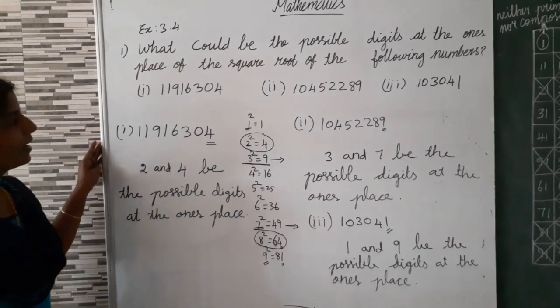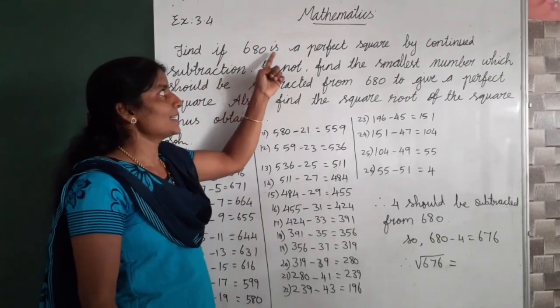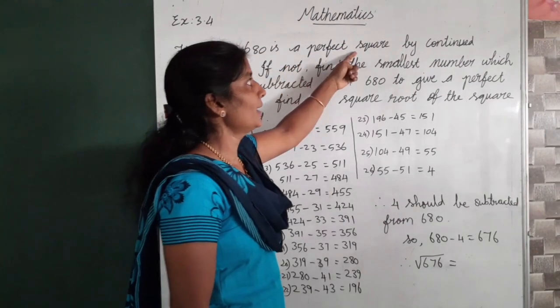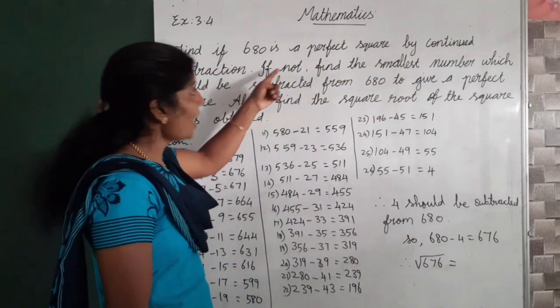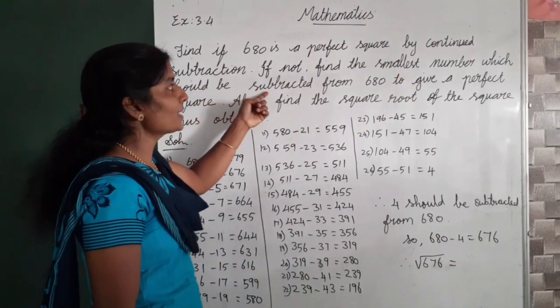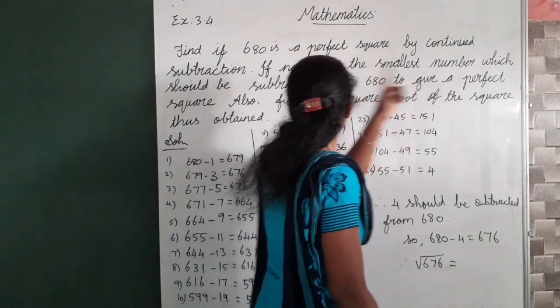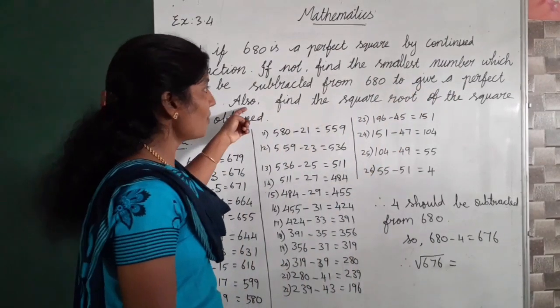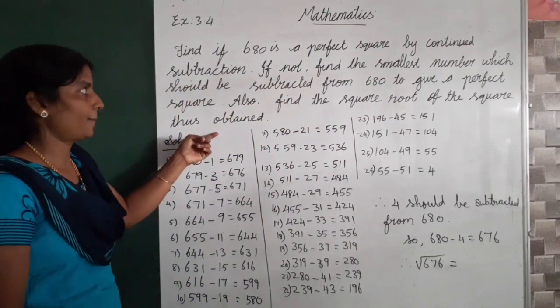Are you clear? Next question. Find if 680 is a perfect square by continued subtraction. If not, find the smallest number which should be subtracted from 680 to give a perfect square. Also, find the square root of the square thus obtained.